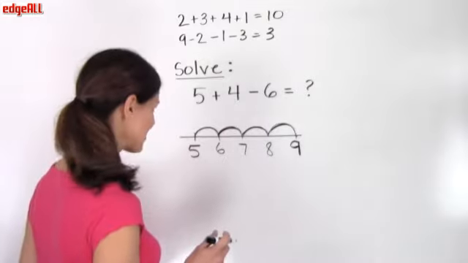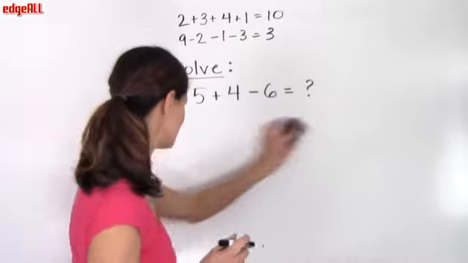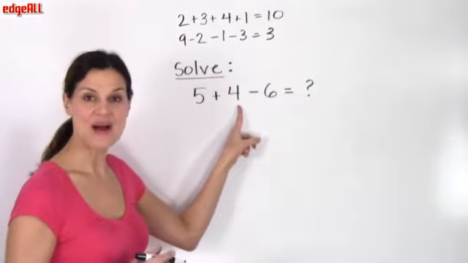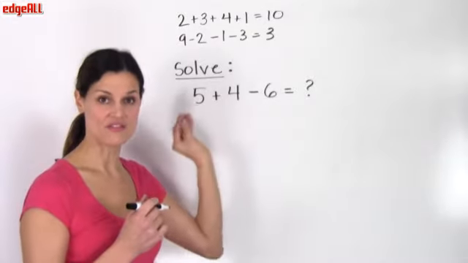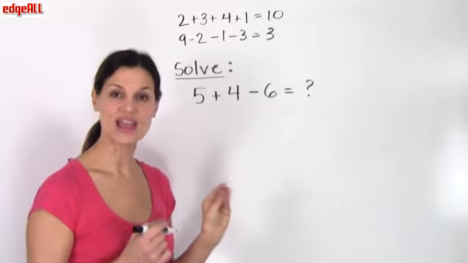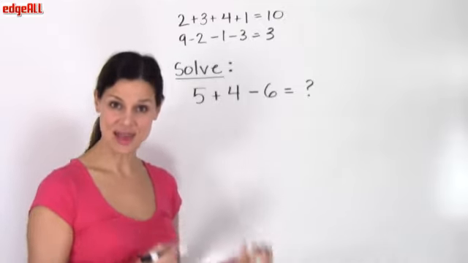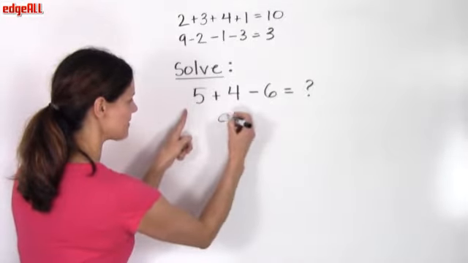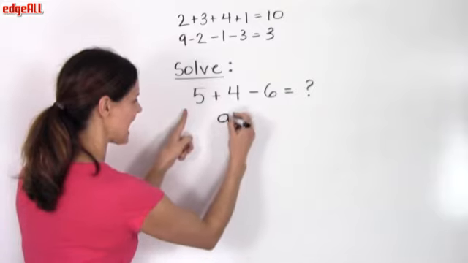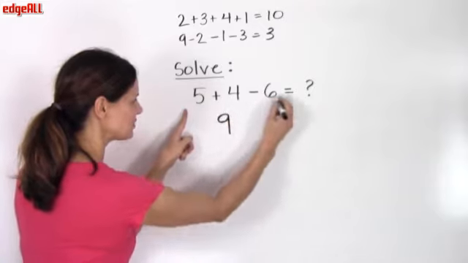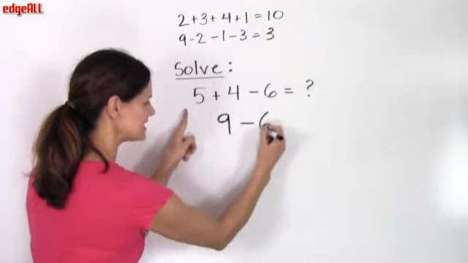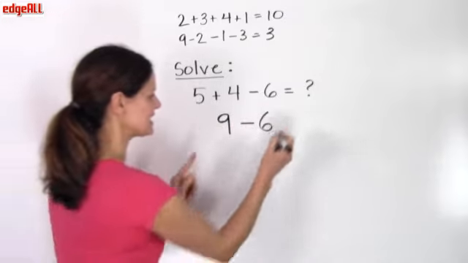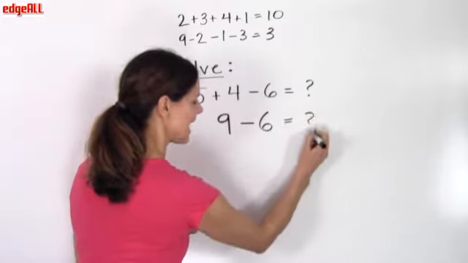plus 4 equals 9. So now that we know what 5 plus 4 equals, we are now going to replace the 5 plus 4 in our equation with the answer, the number 9. So where there used to be a 5 plus 4, I am now going to write a 9. But I still have to do the rest of my equation here. I still have a minus 6 to take care of. So I've now got 9 minus 6 equals what?